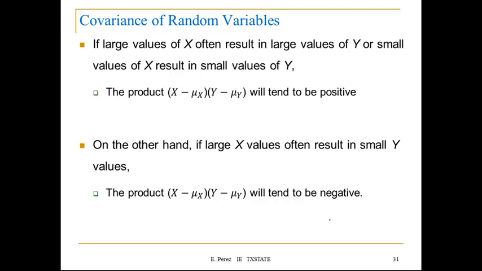Okay, so again, if large values of x often result in large values of y, or small values of x result in small values of y, the product of these two differences from the outcome of the random variable to the mean of the random variable for both of them will tend to be positive. On the other hand, if you have a large value of x and that results in a small value of y, the product of these two would tend to be negative. So you have a negative covariance.